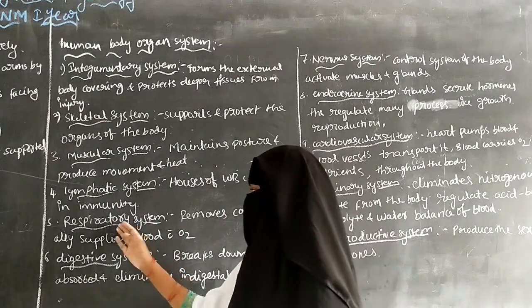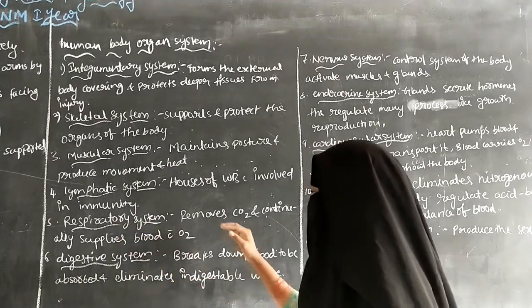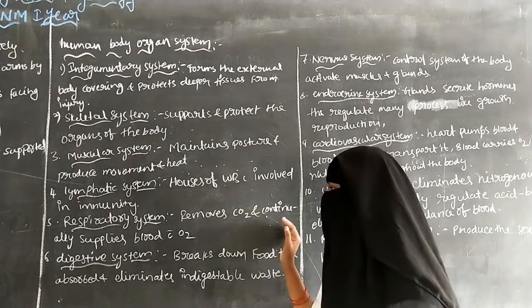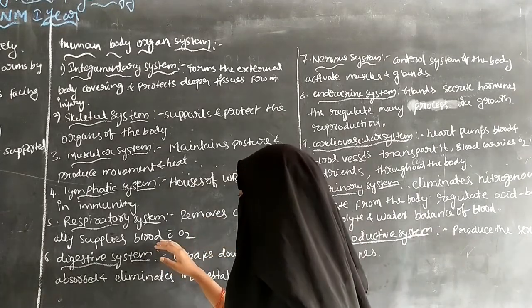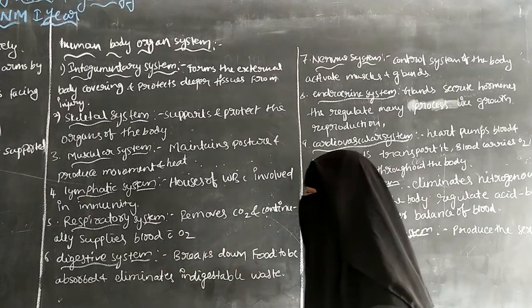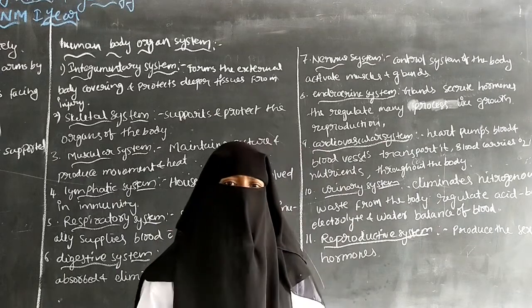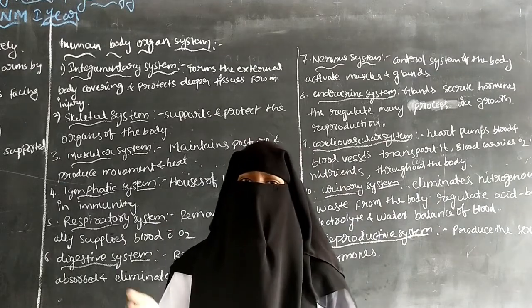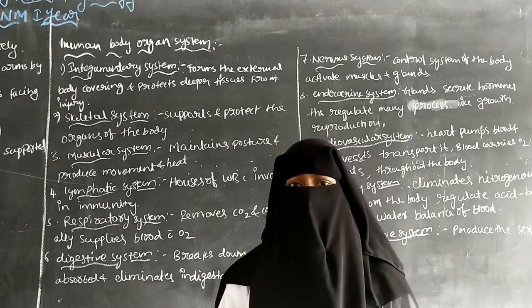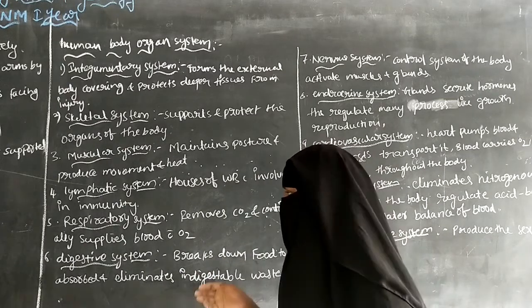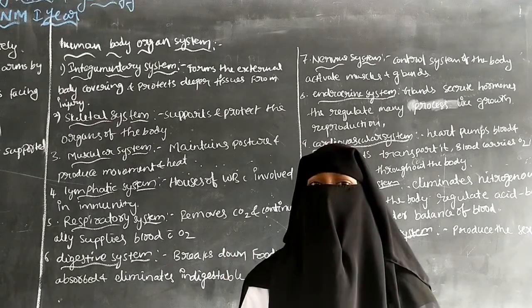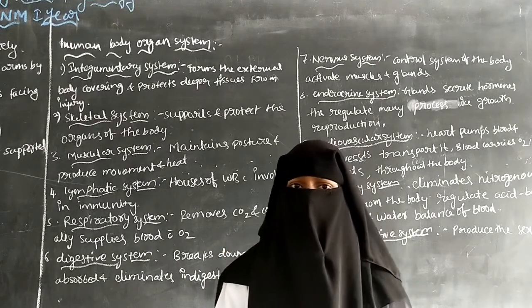Next one is the respiratory system. The respiratory system removes carbon dioxide and continually supplies the blood with oxygen. It removes carbon dioxide from the blood and supplies oxygen to the blood. The oxygen is carried by the blood to the parts of the body, and the carbon dioxide is removed from the blood.